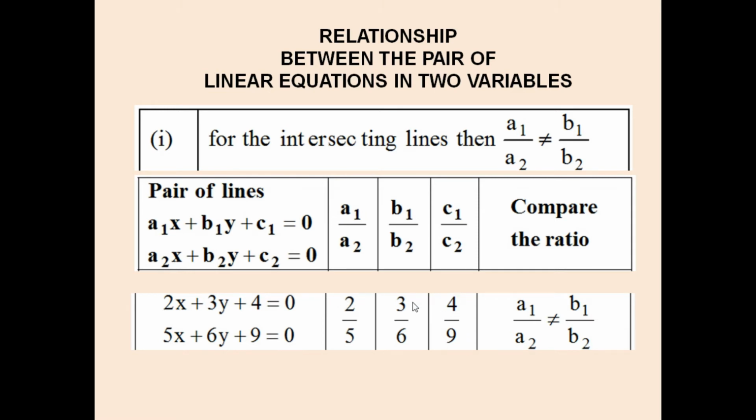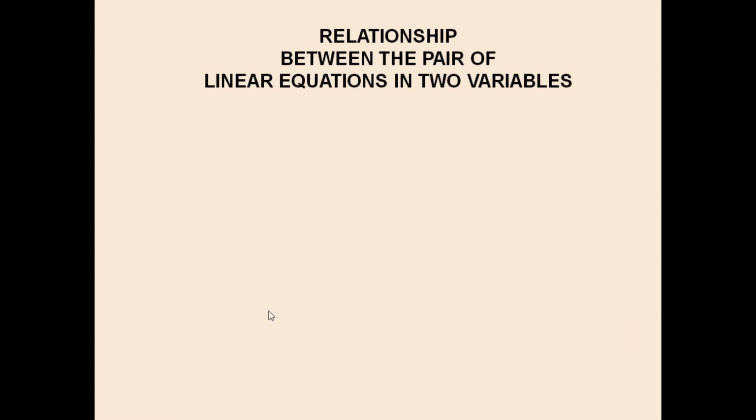So when we look at the first two ratios, we observe that 2 upon 5 is not equal to 3 by 6. So a1 upon a2 is not equal to b1 upon b2. Hence, these two lines intersect each other, right? Let's look at the second relationship now.